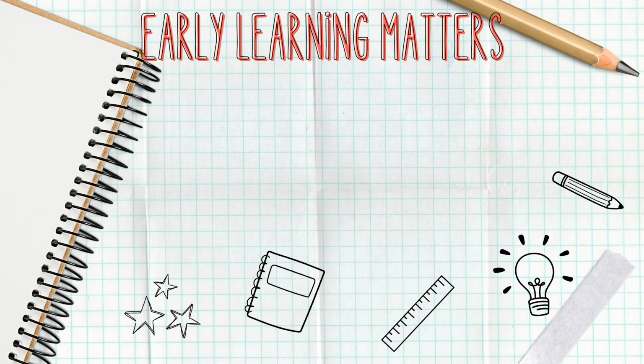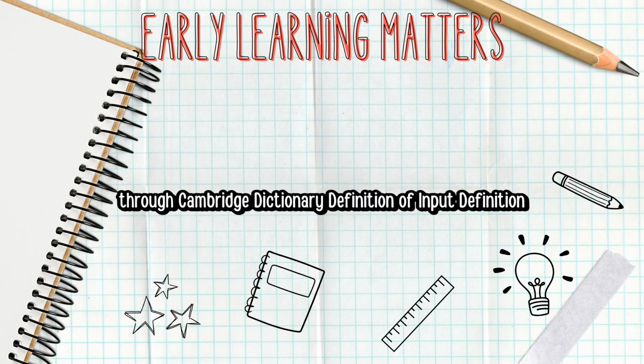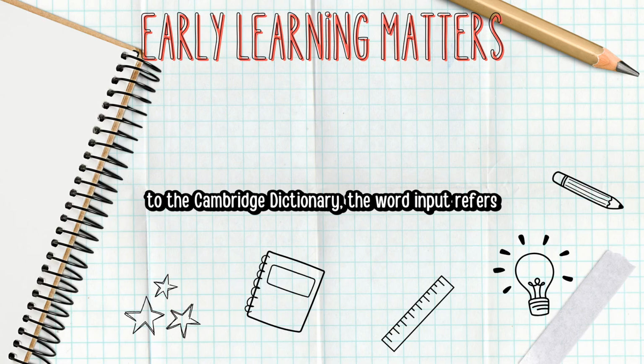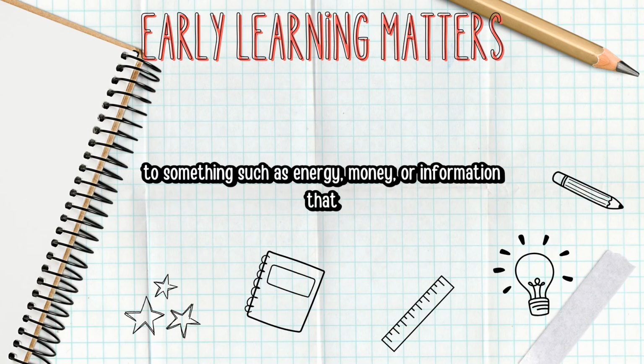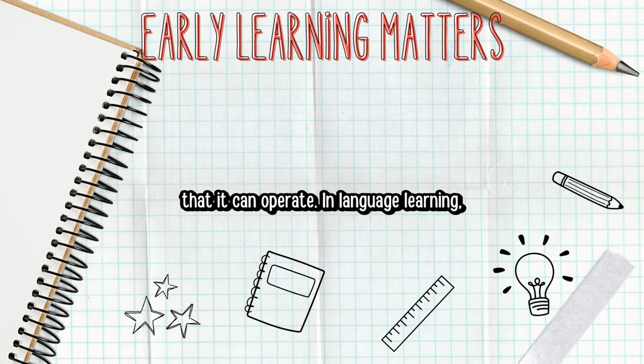Before diving into what are English inputs, let's walk through the Cambridge Dictionary definition of input. Definition of input, based on Cambridge Dictionary. According to the Cambridge Dictionary, the word input refers to something such as energy, money, or information that is put into a system, organization, or machine so that it can operate.